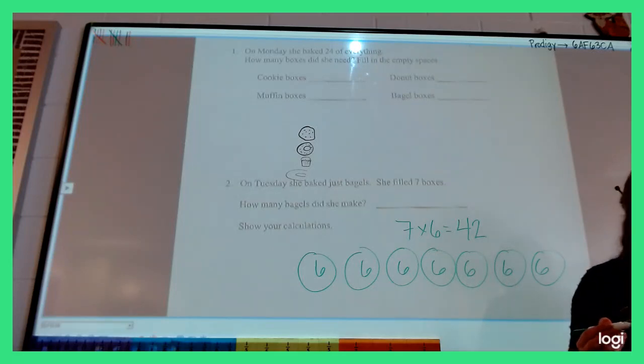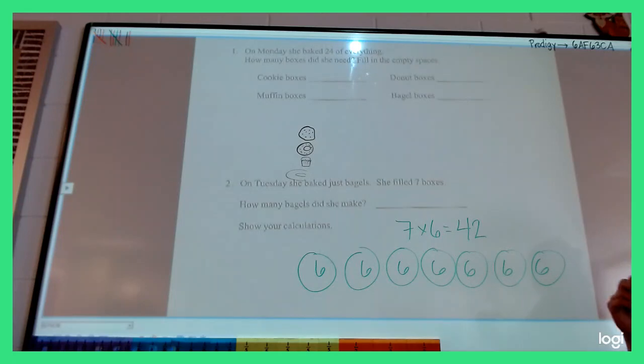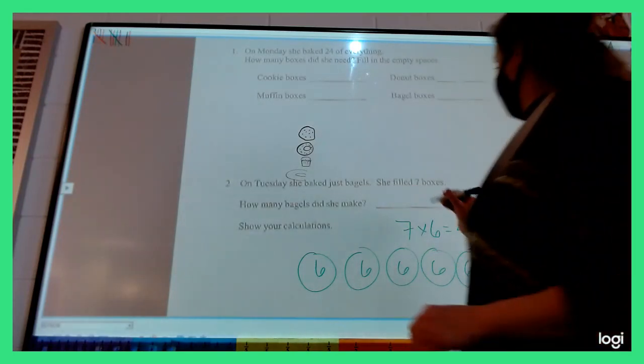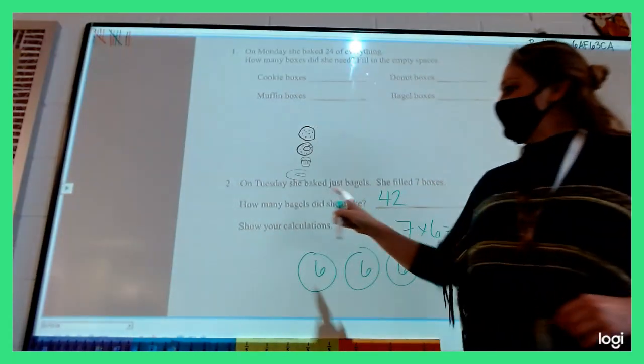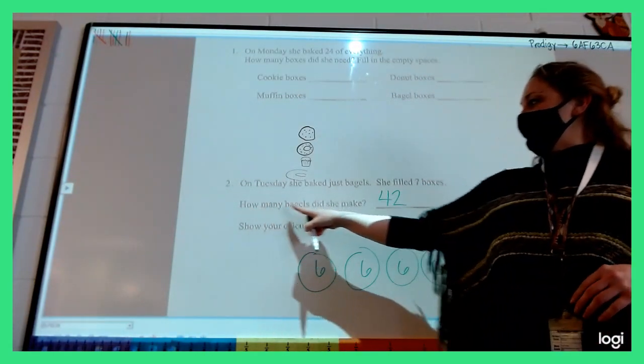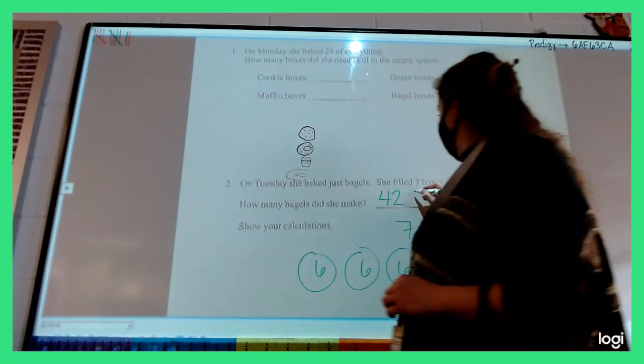So does that answer make sense? If she filled all 7 boxes with 6 bagels in each, that's got to be the answer, right? So up here on the line, make sure you use a label. And if you're not sure of your label, always go back, reread your question. How many bagels did she make? 42 bagels.